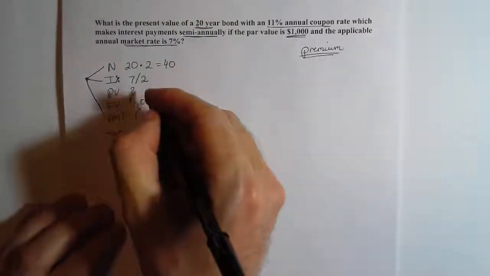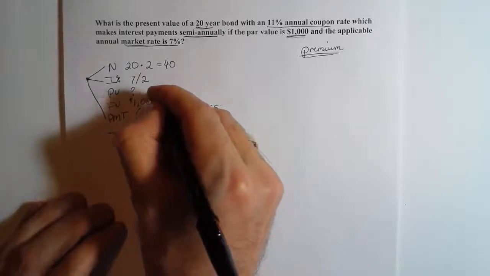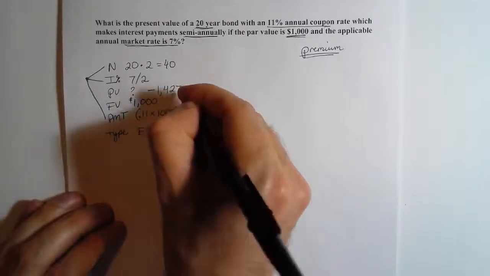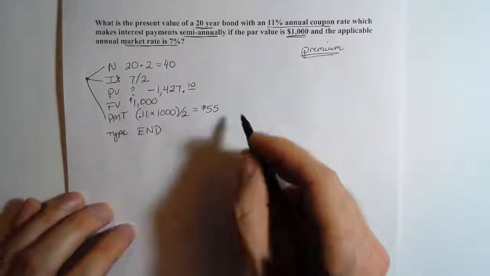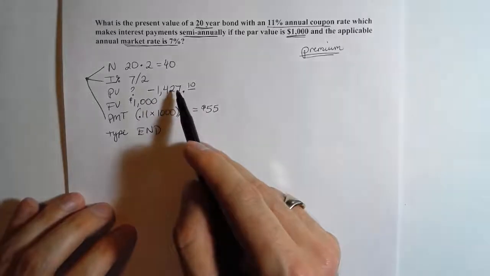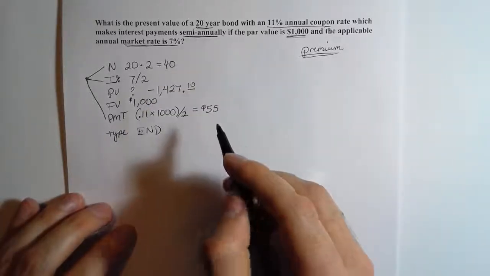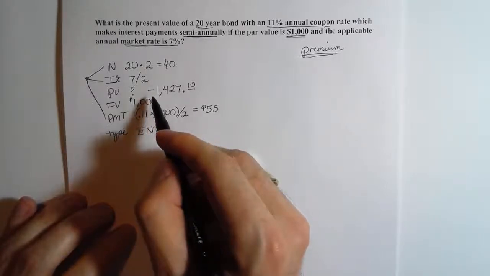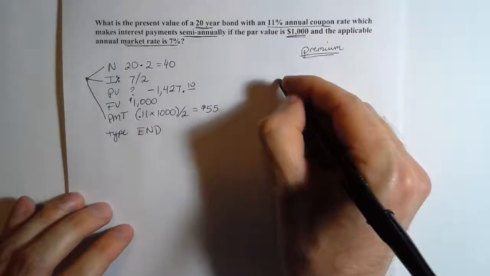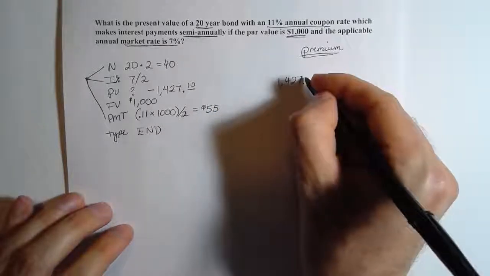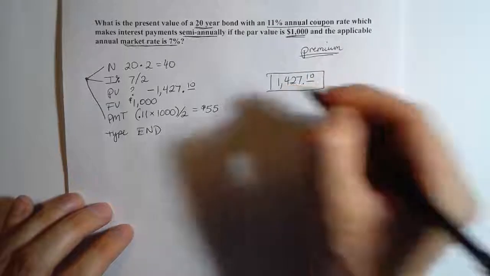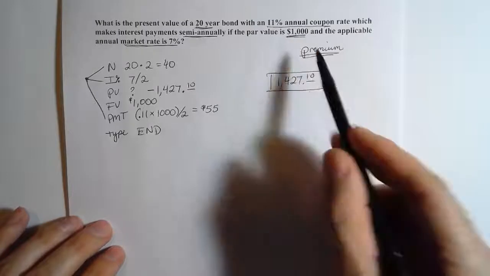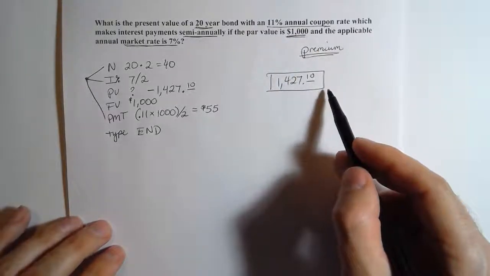Okay, so if you paused the video to work this out, what you should have gotten was a negative $1,427.10. And that would be the present value or the expected price of this particular bond. Now, notice that your calculator gave you a negative sign, which you have to interpret with a grain of salt. So the present value of the bond in this case is $1,427.10, which is, lo and behold, a premium because it is over the par value. So that works out the way that we predicted that it would, and that's good.